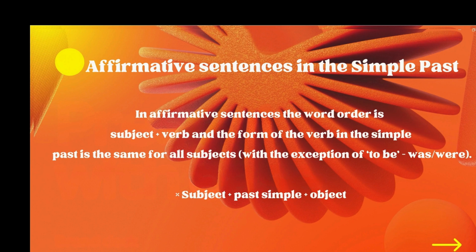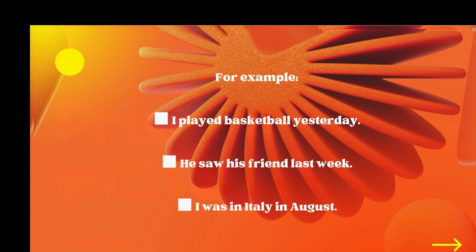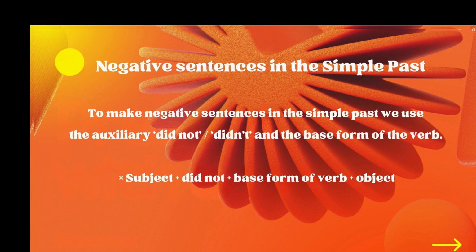For example, I played basketball yesterday. I saw his friend last week. I was in Italy in August. To make negative sentences in the simple past, we use the auxiliary did not or didn't and the base form of the verb.